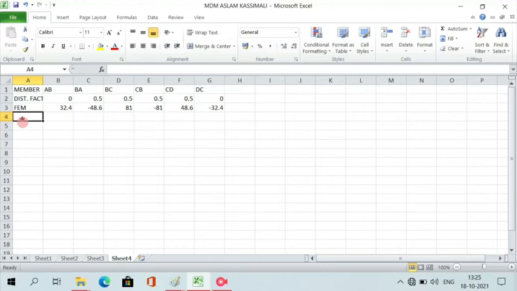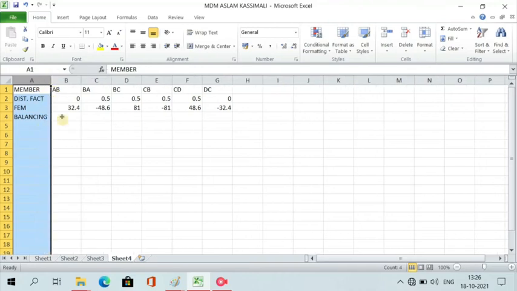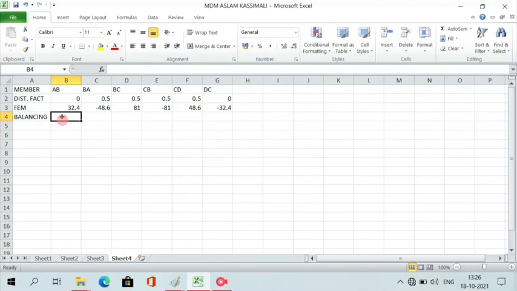Now what we need to do? Now we need to do balancing. We have started the moment distribution process by balancing joints at B and C. So we need to do balancing. Now how we will do balancing? What formula we will use? See here. So balancing we need to do now.